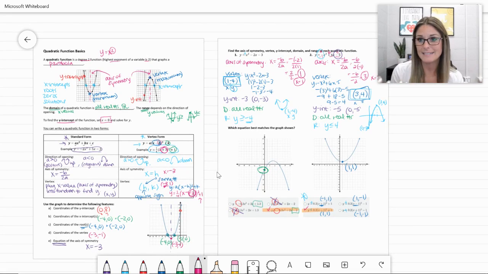Quadratic function basics. Lots of definitions with our graphs, talking about domain and range, standard form, vertex form, finding the axis of symmetry, finding the vertex. Lots of things to review here and practice here.